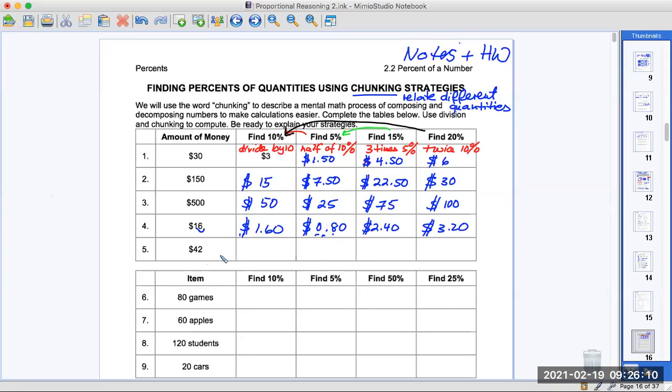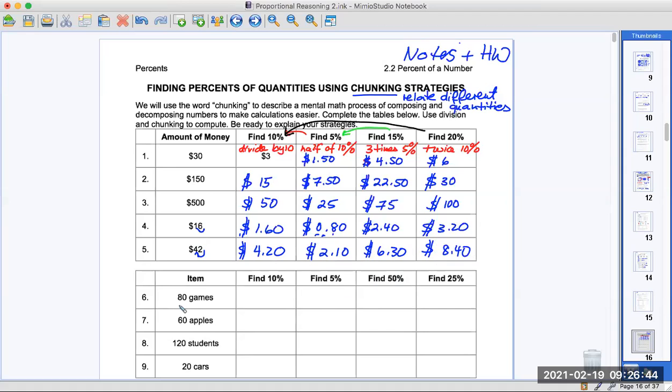$42. 10% means divide by 10 or move your decimal back 1 space. $4.20. 5% is half of that. That's $2.10. 15% is 3 times that, which is $6.30. 20% is twice 10%. $8.40.